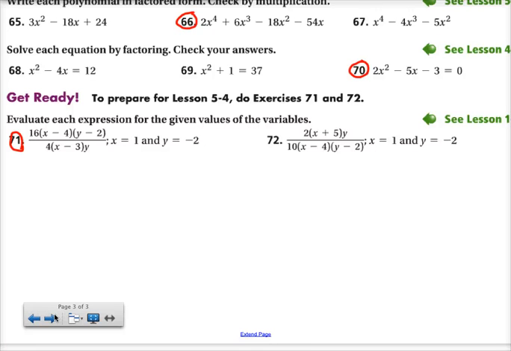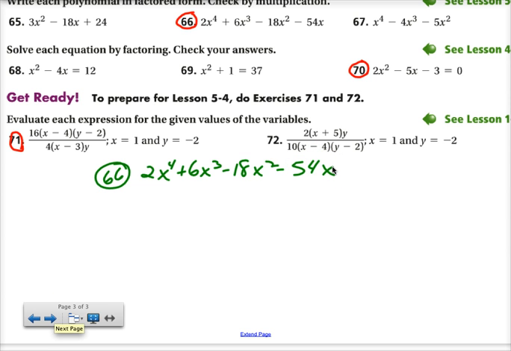Then number 66 says write each polynomial in factored form and check by multiplication. So a couple of things I'm thinking about when I write down a problem that's this long: first of all, there are 4 terms, so eventually I'm going to use grouping. But there are some big numbers here, and all of these numbers are even. So at the very least, I can pull a 2 out.